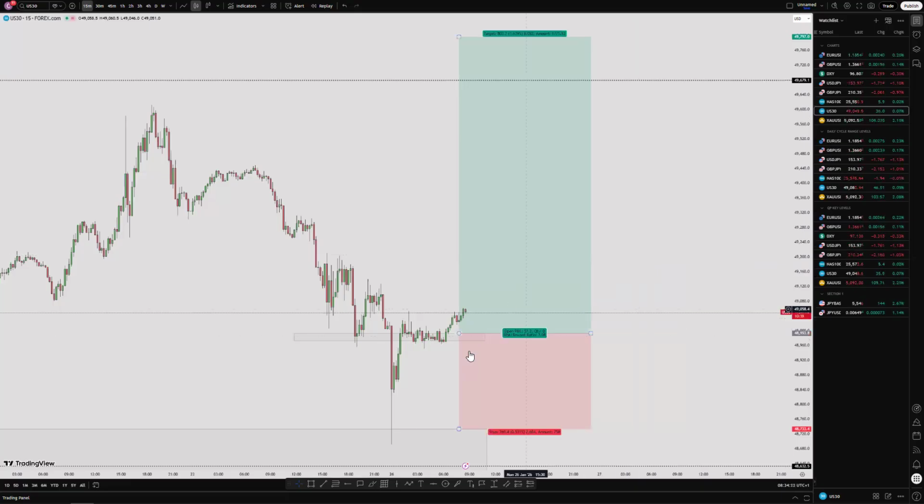This is the only trade I'll be looking out for today, US 30. Limit entry, limit SL, and that will be my TP.